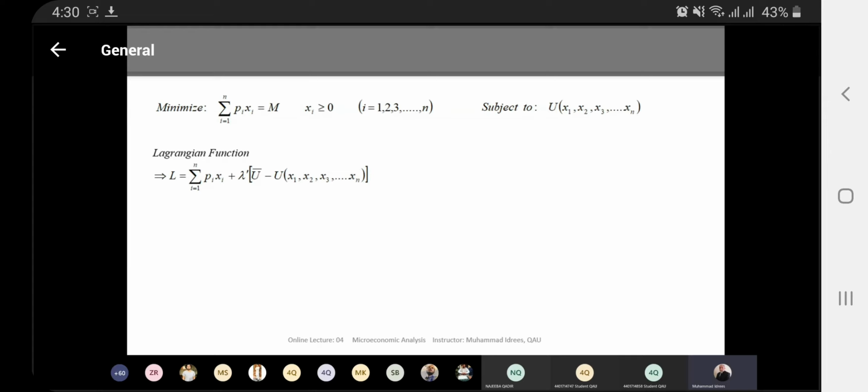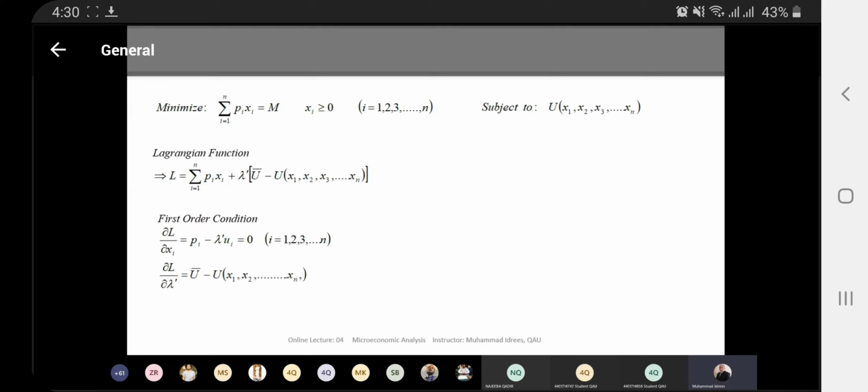L is the notation for the Lagrangian function. L is equal to summation pi xi. You know this is the expenditure equation, plus the Lagrangian multiplier, and then within the bracket we have the constraint. So if you have any questions so far, you can ask. Okay, if there is no question, then you have the idea that from the Lagrangian function, we'll have to obtain the first order conditions. So we are going to obtain the first order conditions here.